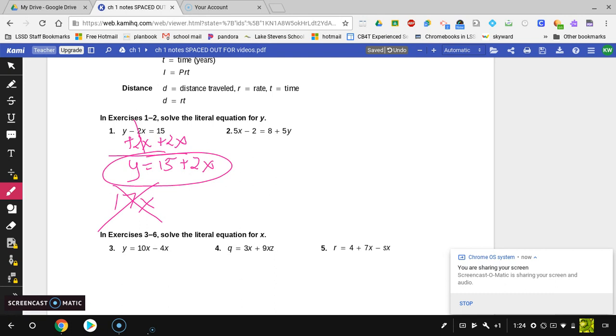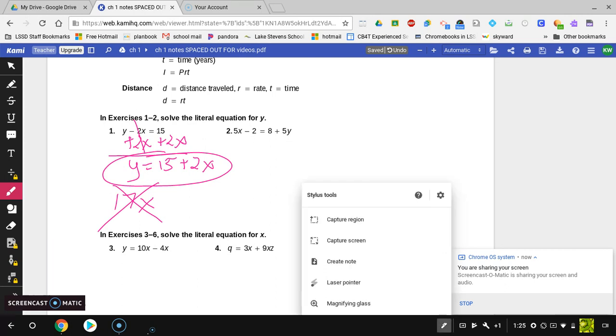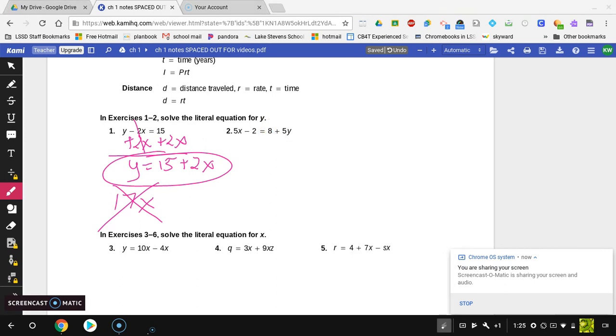Okay, let's go to number 2. So again, we're trying to get y by itself. There's 2 things keeping y from being by itself this time. We've got the 8 and we've got the 5. The same rules apply that we've been learning all school year long. We want to get rid of the addition or subtraction first. So I'm going to start by subtracting the 8 over on both sides. So I have 5x minus 10, be careful with that subtraction, is equal to 5y.